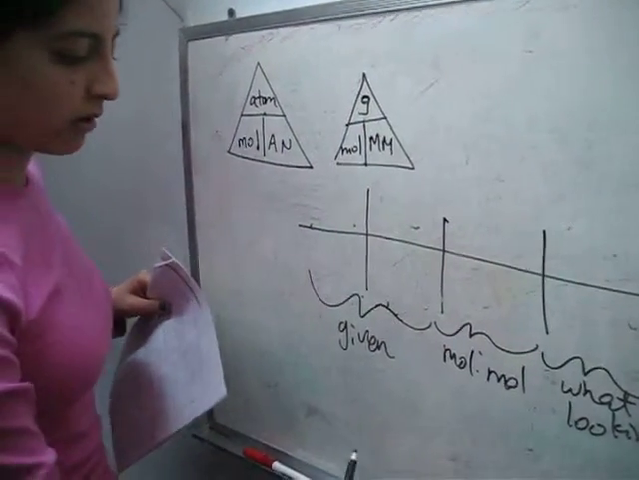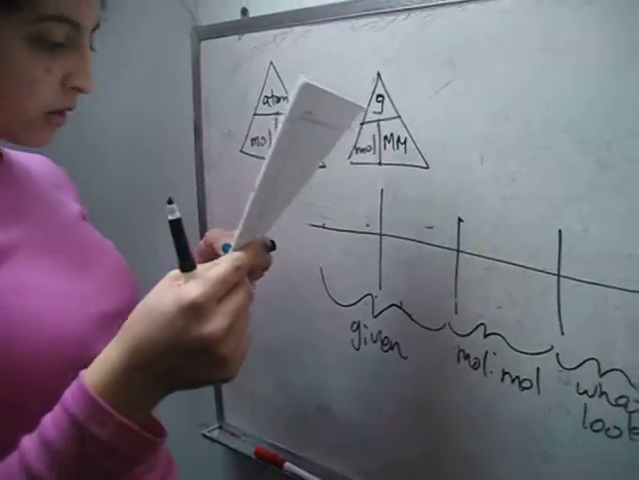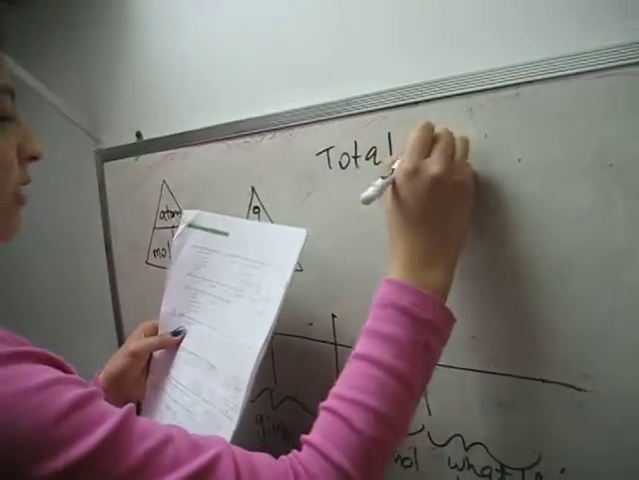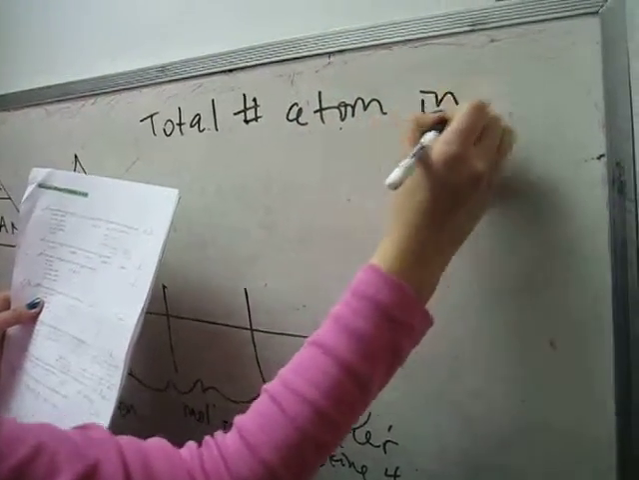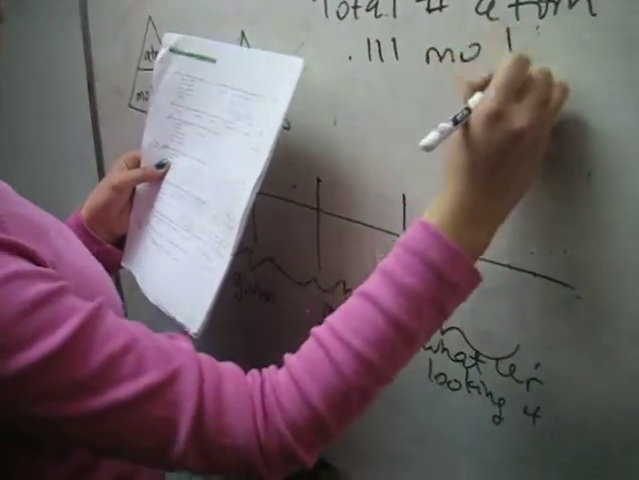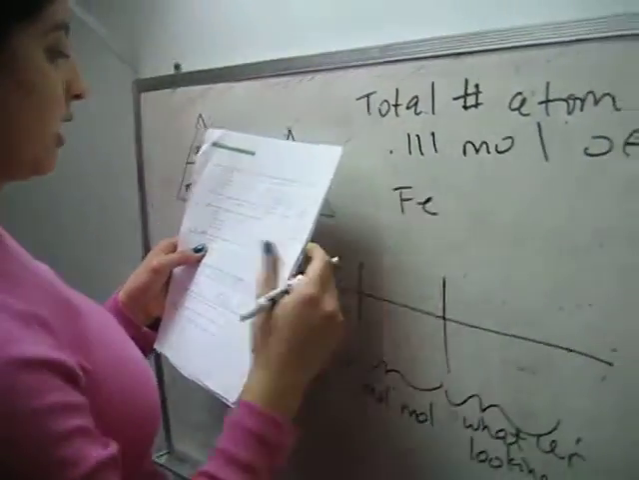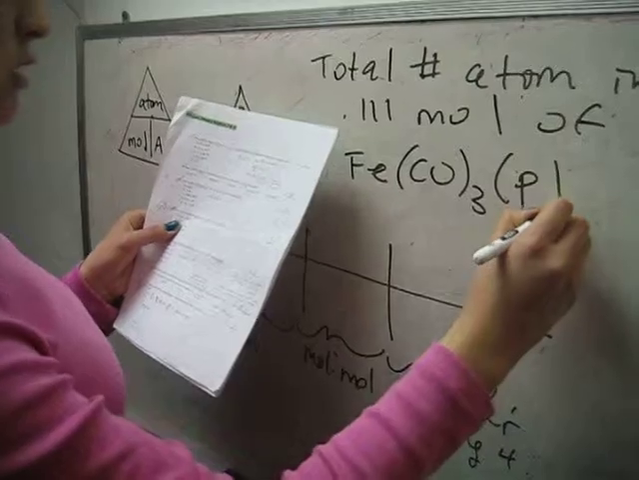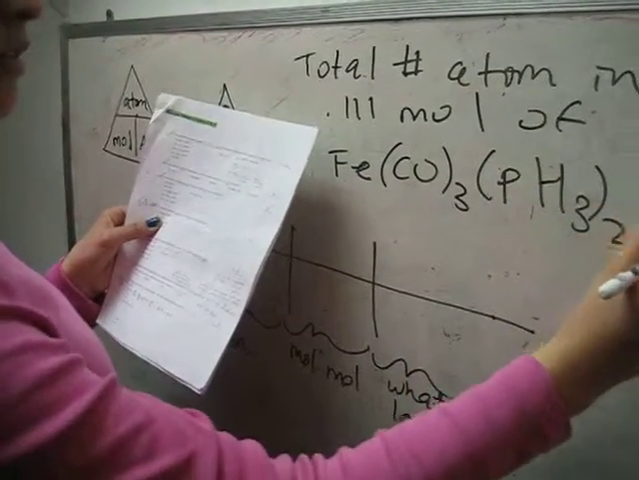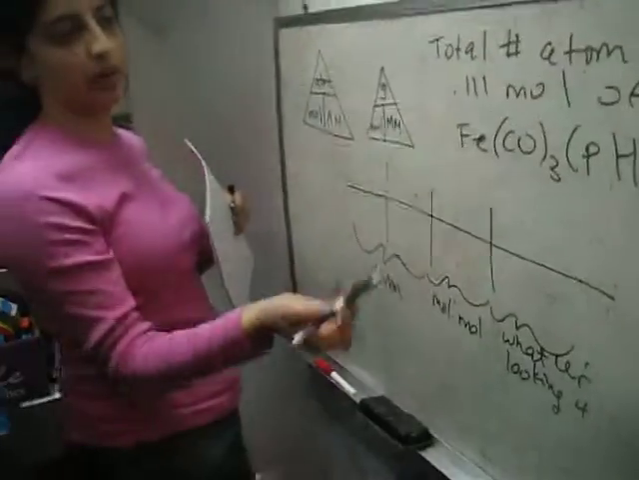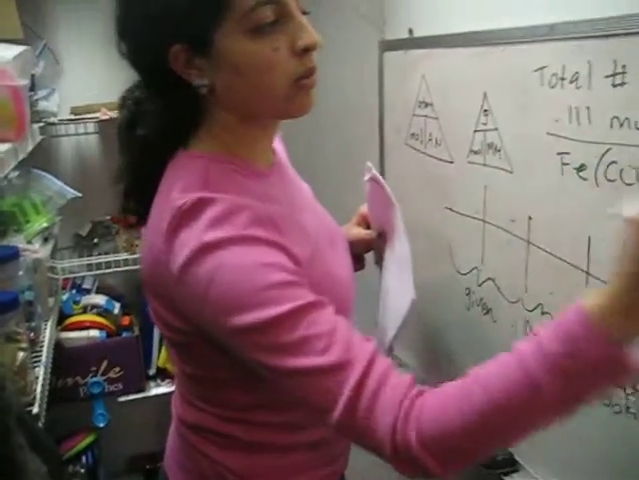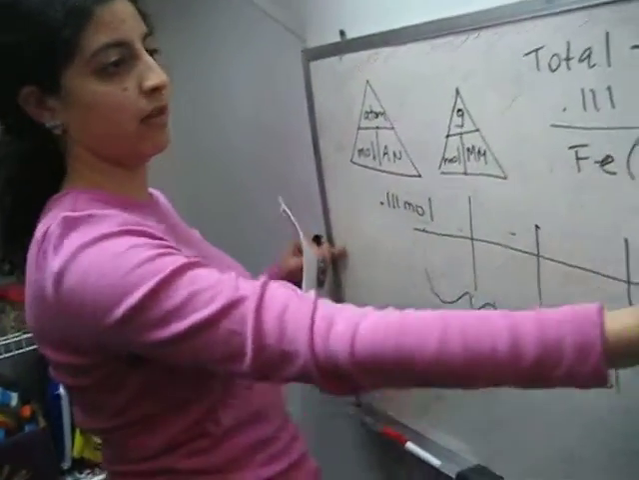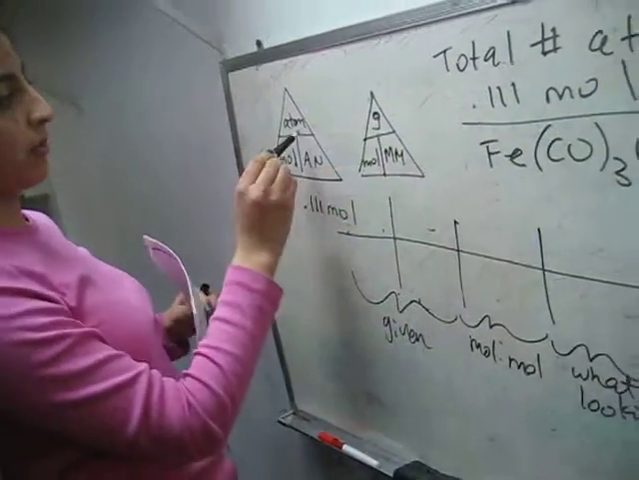Okay, let's do another problem like this with atoms. Okay, so the total number of atoms in 0.111 mole of FeCO3PH32 is... Okay, what are you given, right? We always start with what we're given. 0.111 mole of this. And what is it asking? It wants atoms. I'm looking for this.